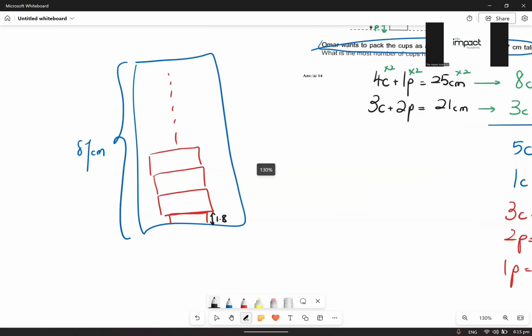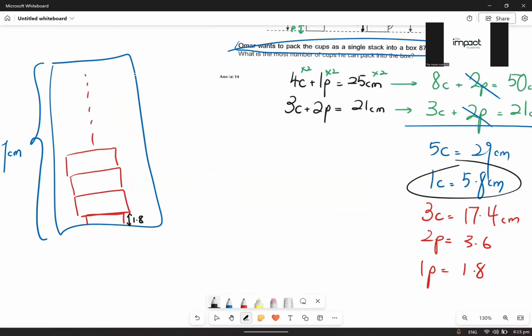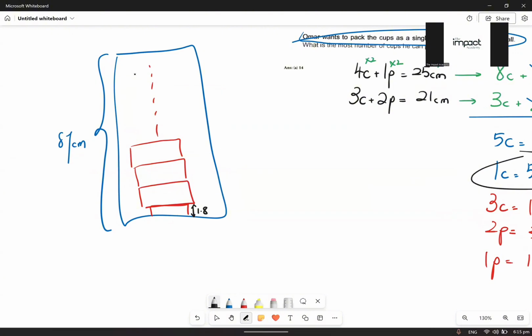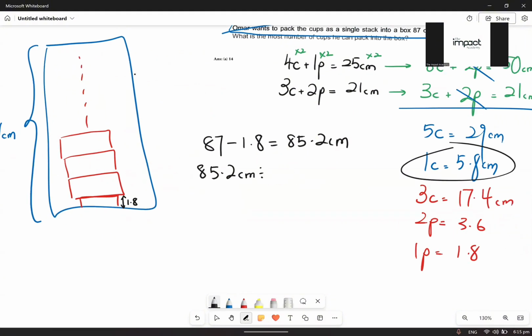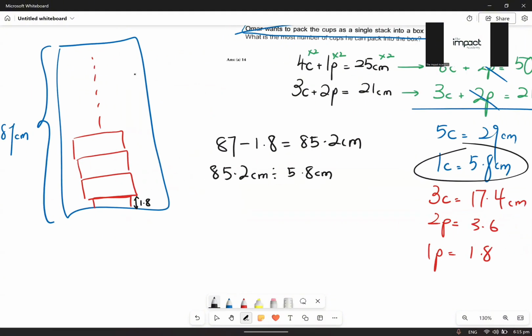Then cup is what? Again, we learned that cup is 5.8, right? So to find how many, we just have to do what first? 7 minus 1.8. Always remove the extra. We get 85.2 cm, right? Then 85.2 cm, we have to divide by 5.8. We get an answer of 14.689.